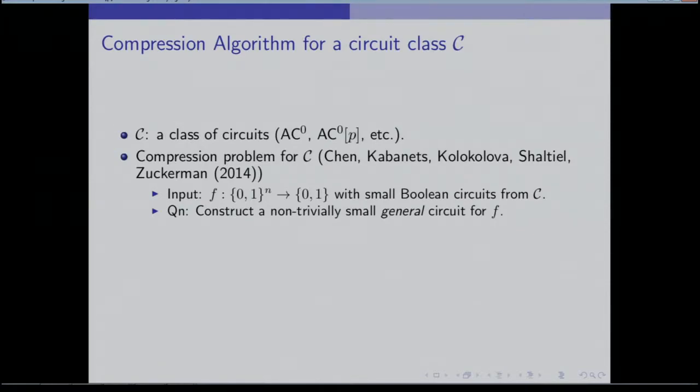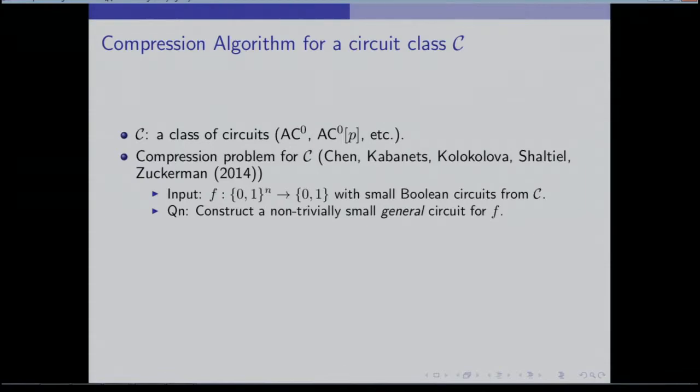Given the promise that this function already has a small circuit, construct some other small circuit, a non-trivially small circuit. I'll get to what that means in a second. It doesn't necessarily have to be from this class. It could be a general circuit. In a sense, you're distinguishing functions with small Boolean circuits from this class from random functions, because random functions don't have small circuits.